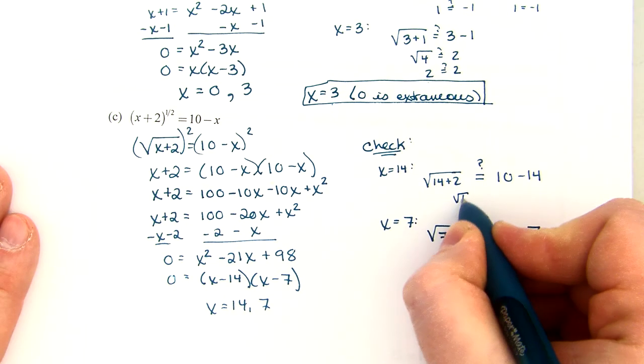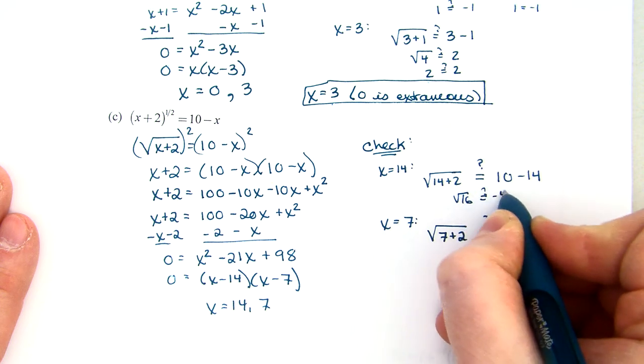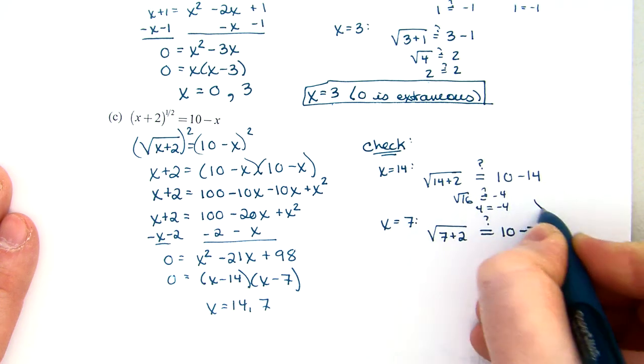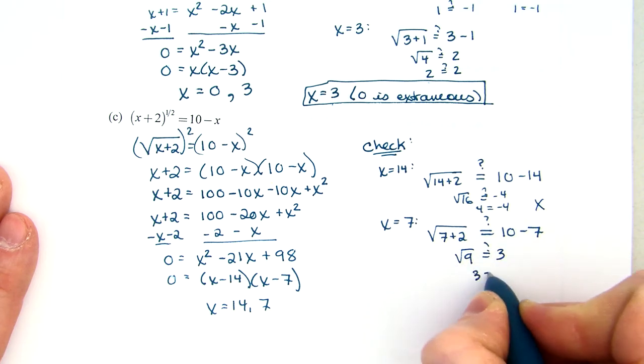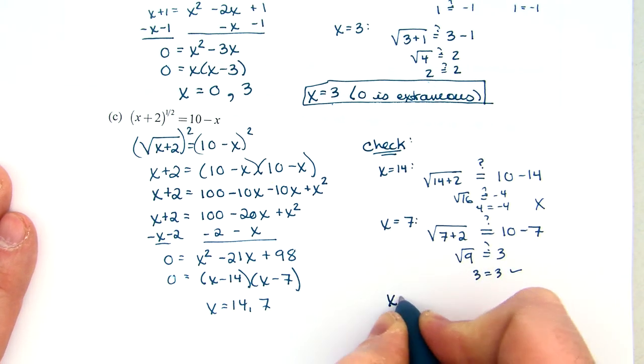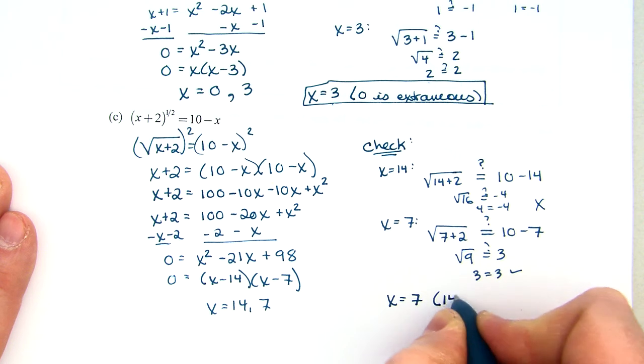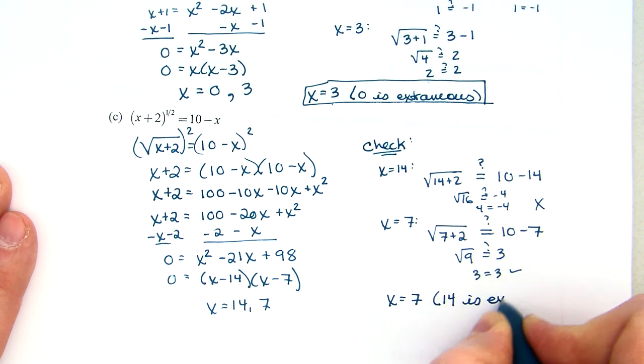So I'm getting square root of 16 maybe equals negative 4. No, 4 does not equal negative 4. That's out. Square root of 9 maybe equals 3. 3 equals 3. That's good. So I'm going to say 7 is good and 14 is extraneous.